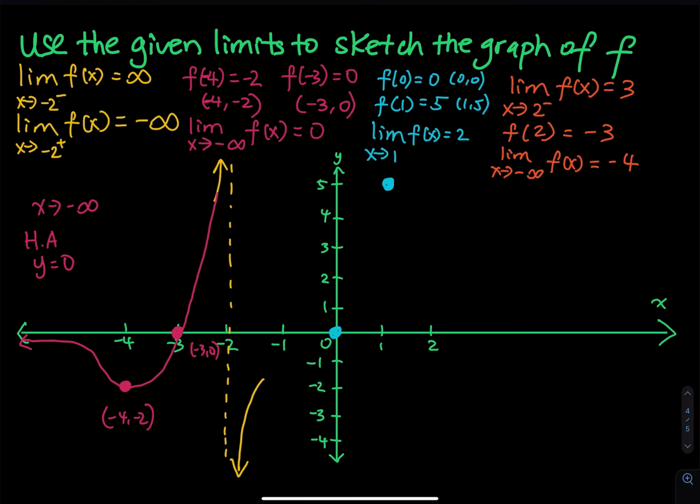As x approaches 1, y approaches 2. So as x approaches 1 from either side, y approaches 2. So let me make a move. Is this correct? As x approaches 1, that is right over here, from either side, y approaches 2. Is this correct?